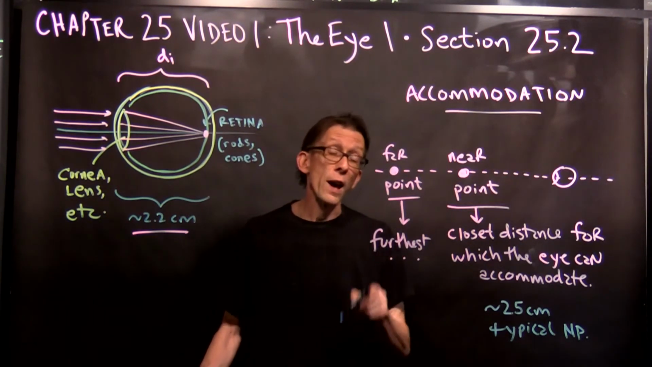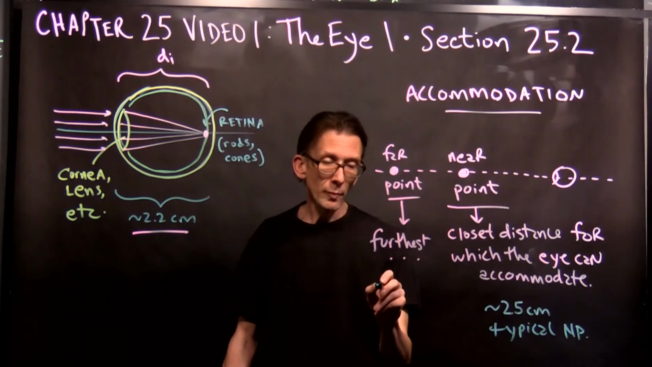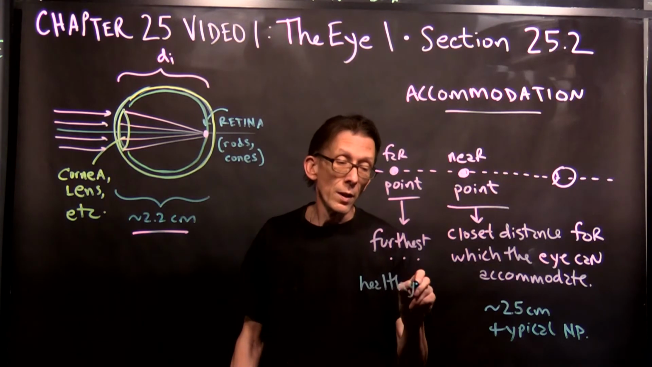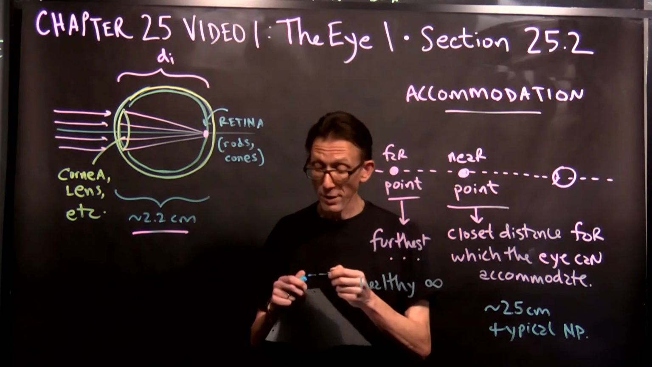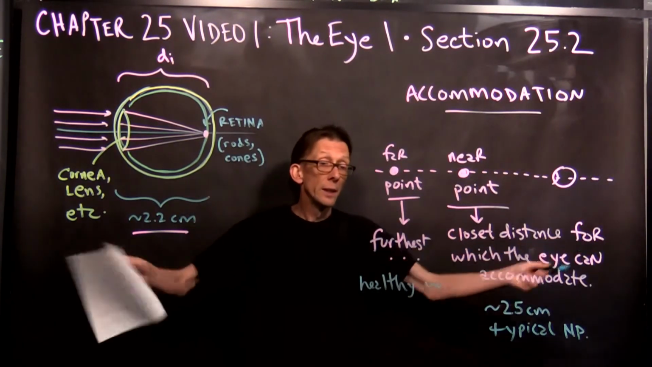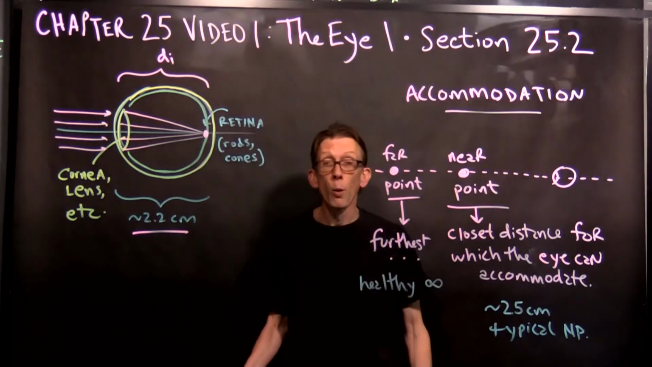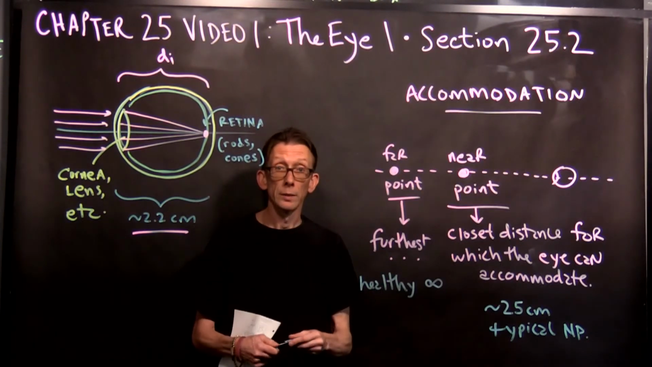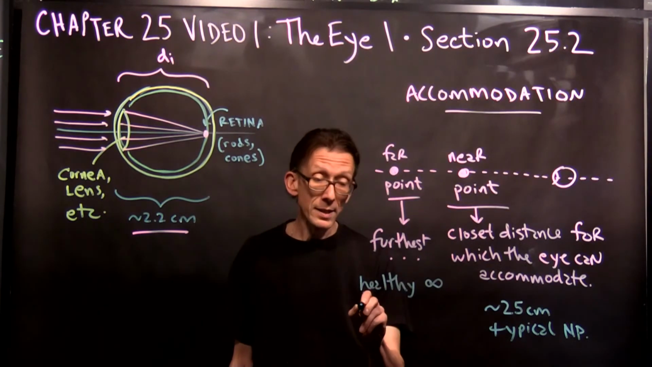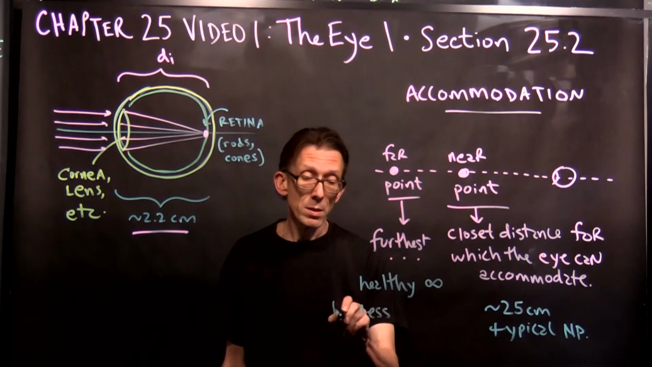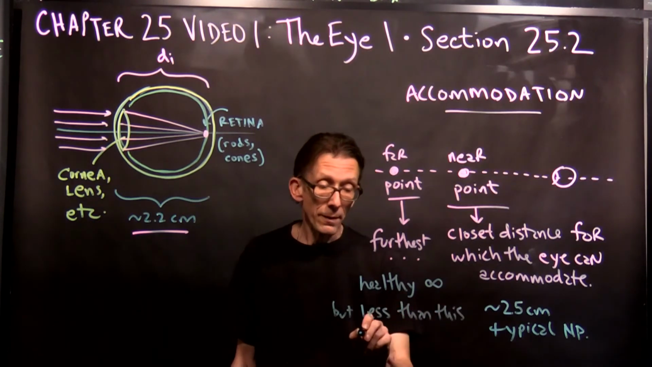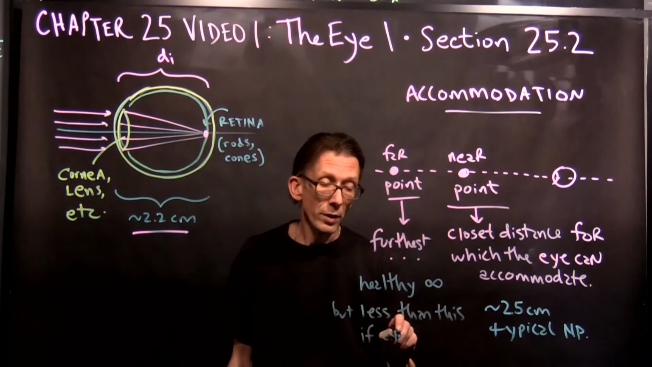For a far point, for a healthy eye, the far point is actually infinite, right? A healthy eye can focus on the moon. It doesn't matter how far away the object is. A healthy eye has a far point of infinity. But as we'll see in a minute, it can be less than this if the eye is unhealthy.